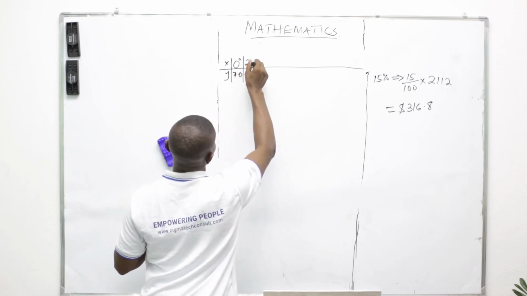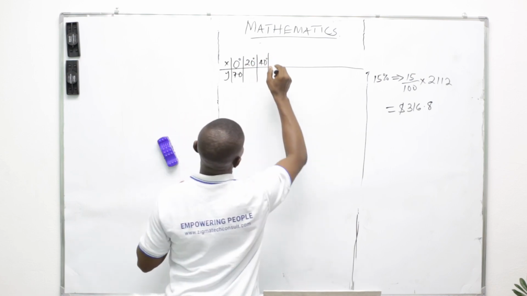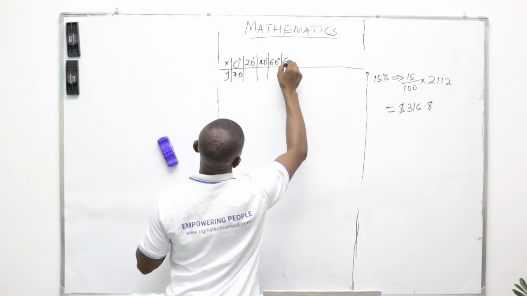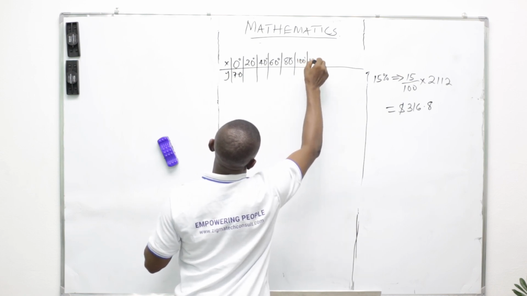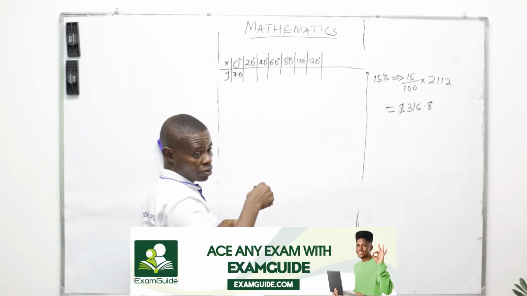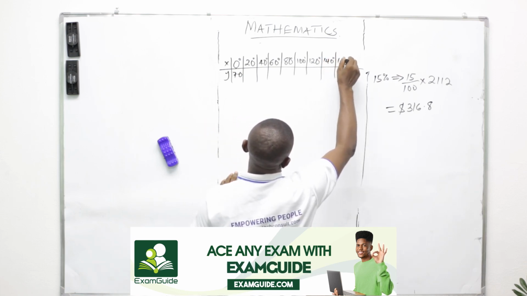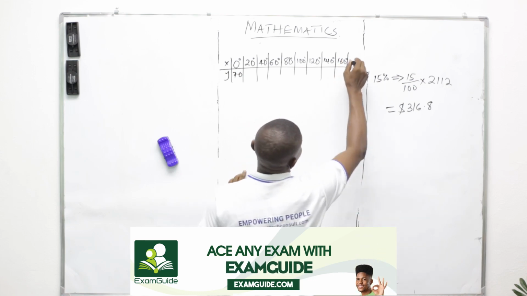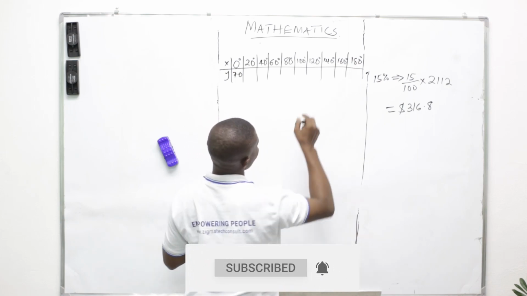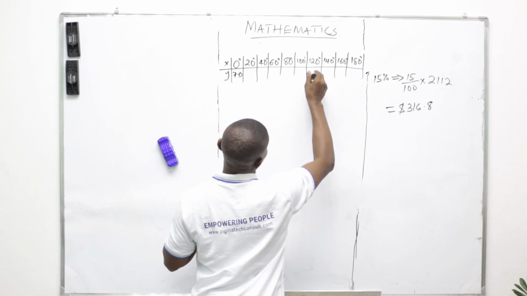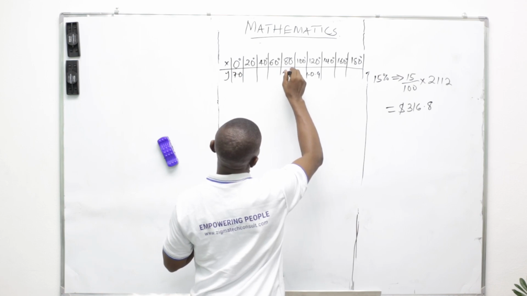20 degree, 40 degree, 60 degree, 80 degree, 100 degree, 120, 140, 160 degree, and 180 degree. Under 120 we have minus 0.9. Under 80 we have 4.2.